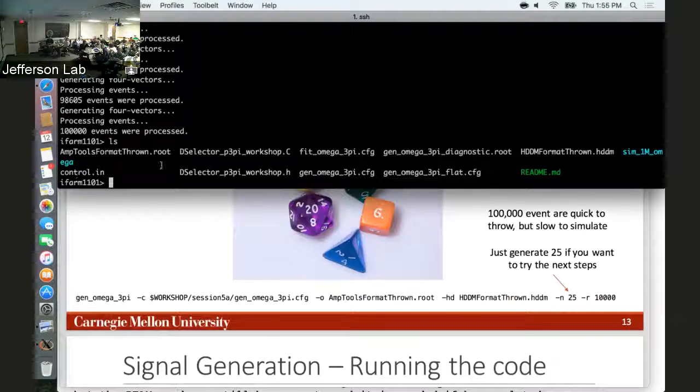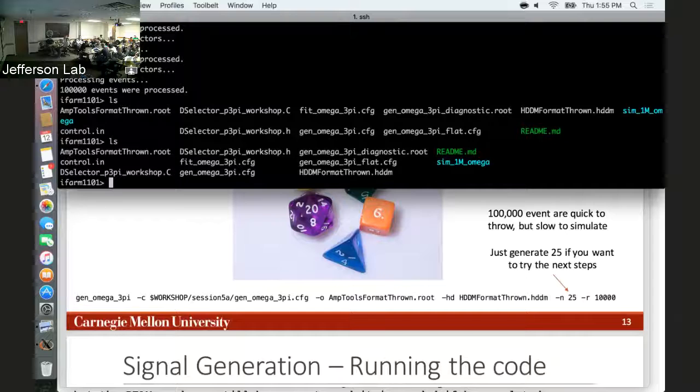Okay, so there's the AmpTools format thrown, which is the root file in the AmpTools format. Where's the other stuff? There's this Gen3 Pi diagnostic, which is just some diagnostic histograms that are in that sim omega code I showed you earlier. I'll show you some examples from this shortly. And then there's the HDDM format file that we'll use to actually go in.